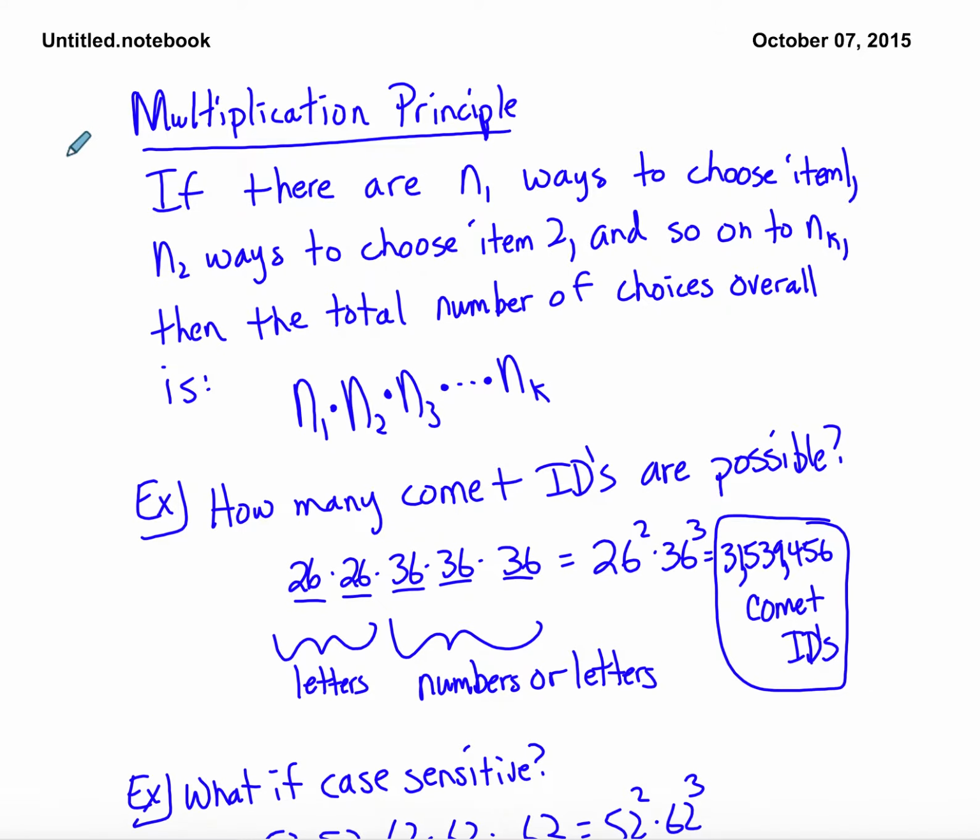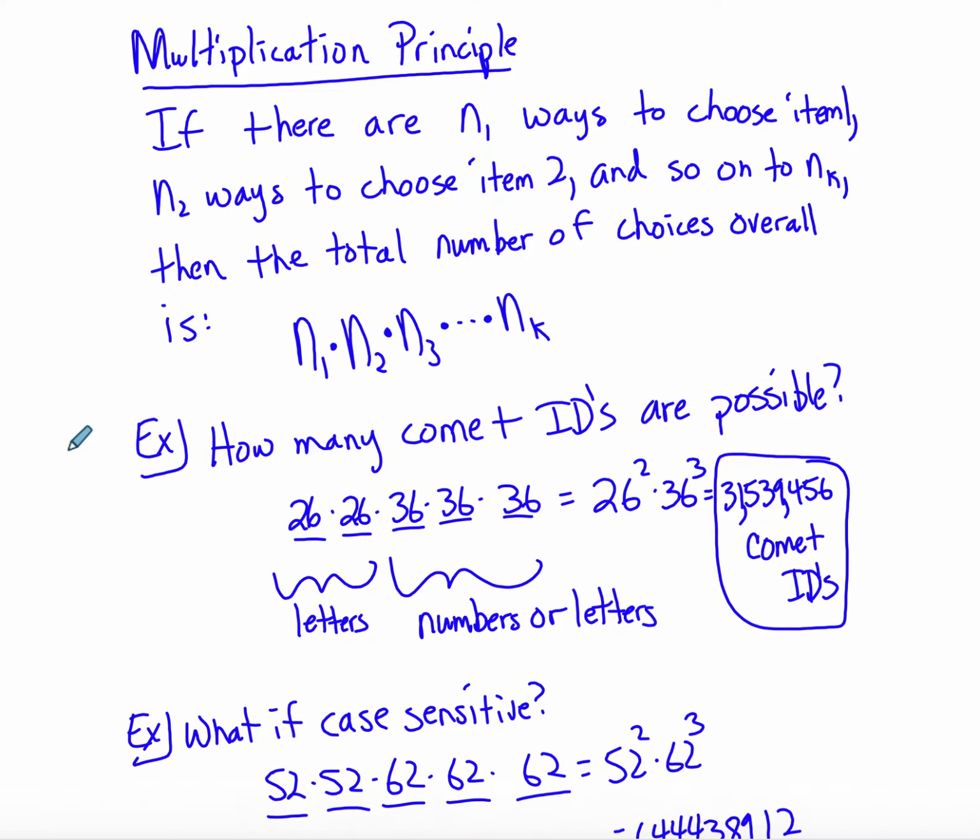So this is known as the multiplication principle. If there are n1 ways to choose item 1, n2 ways to choose item 2, and so on to nk, then the total number of choices overall is n1 times n2 times n3, all the way multiplied up to nk. So as an example, how many Comet IDs are possible?